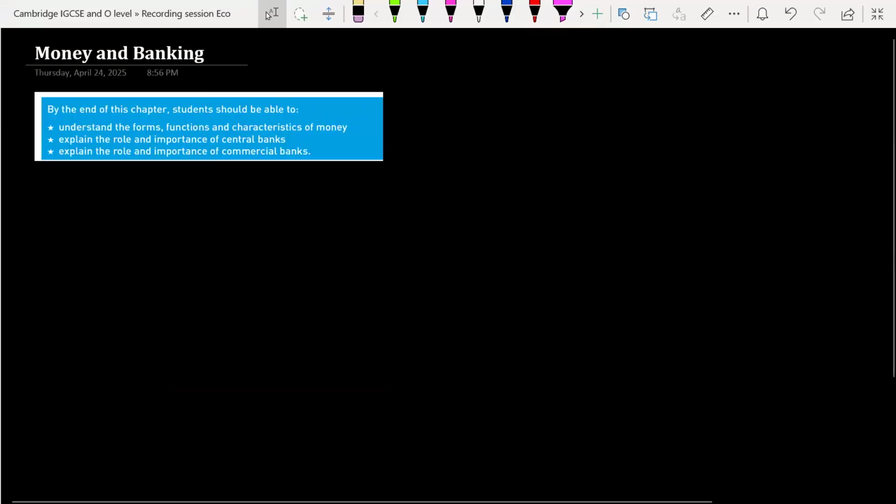Okay. My dear students, we are going to discuss the topic money and banking. I have mentioned all the contents which we will discuss in this chapter. First, understand the forms, functions, and crux of money, right? Explain the role and importance of central bank and commercial bank. First, I will write down the definitions of money. Then it can be in different forms. I will write down all forms in front of you and I will explain each and every form of money. Then we will discuss characteristics and qualities also.